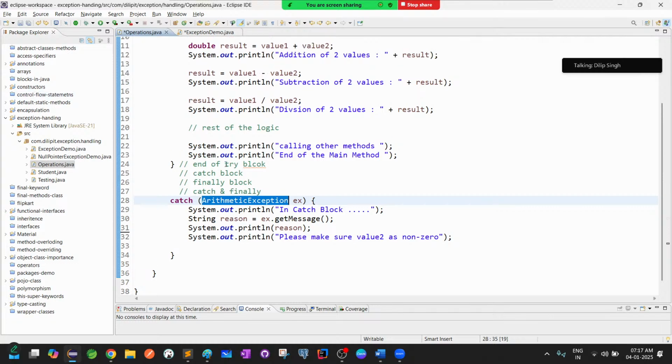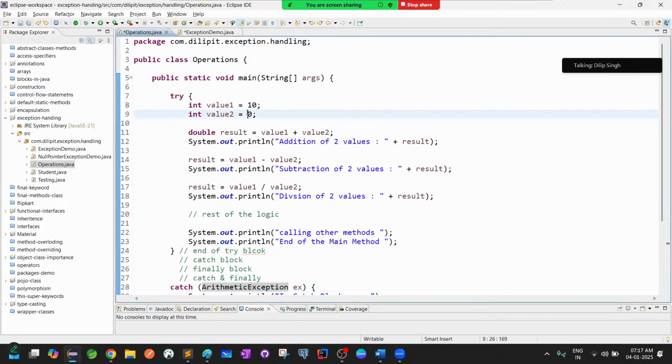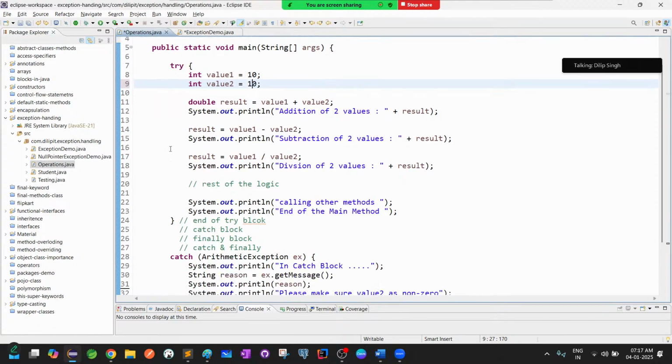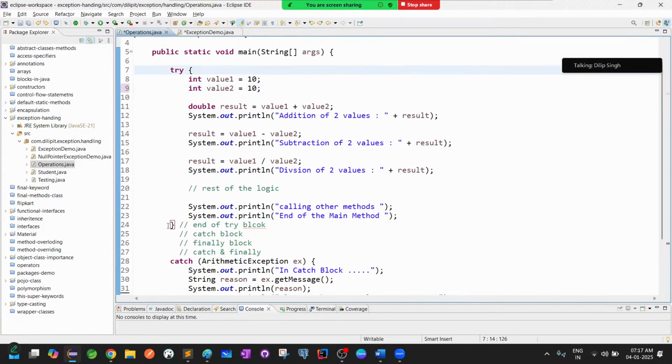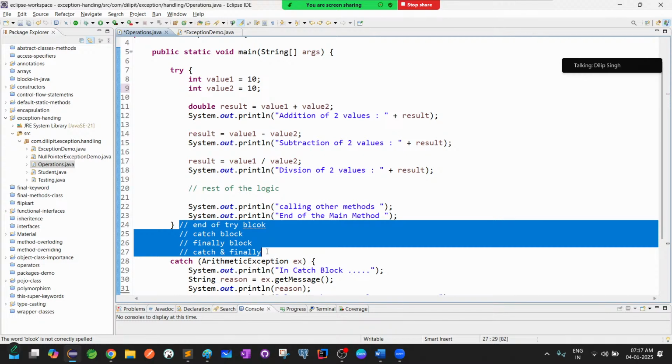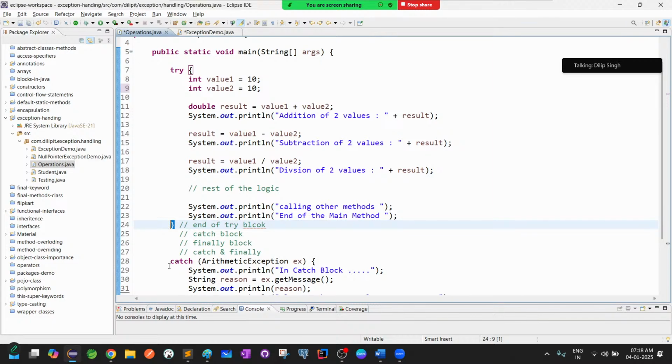Now if you go here, for example, I'm taking value 2 as 10. Our expectation in this case is: this is the try block starting, this is the try block ending, this is the catch block. Immediately after the try I write a comment. You know that comments never come under the logic. Comments are ignorable, nothing but dead code. The compiler will not consider comments as logic. So you have to feel like immediately after the end of the try, the catch has started. I may write it in the comments.